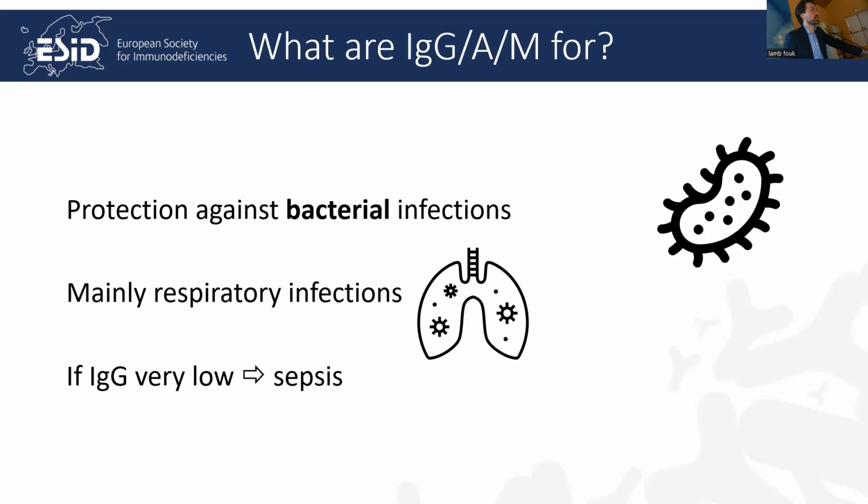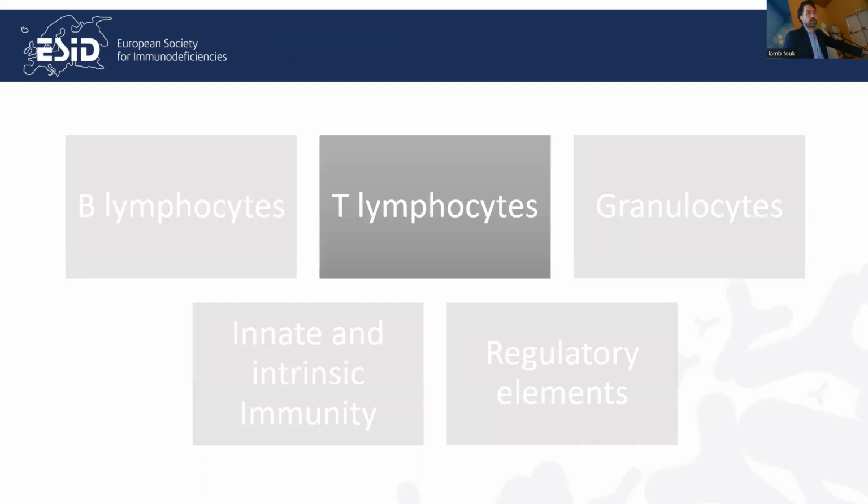So what are antibodies for? Antibodies protect mainly against bacterial infection and respiratory infections. If IgG is very, very low, you can have also sepsis and severe systemic infections. Okay, so this is it for B lymphocytes.